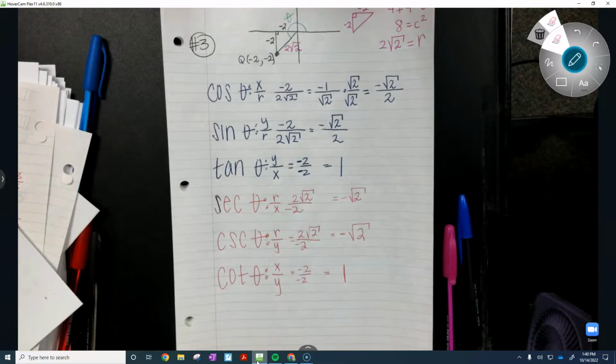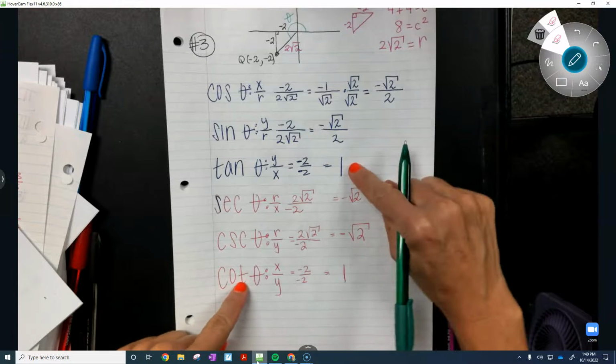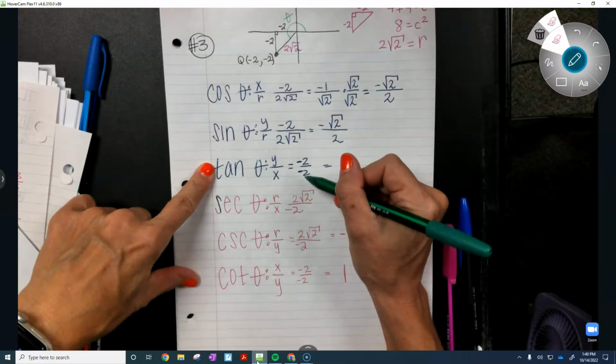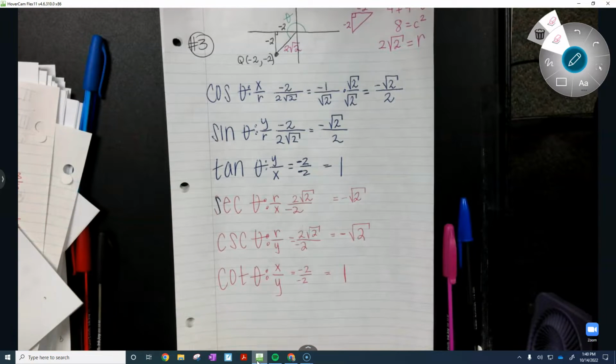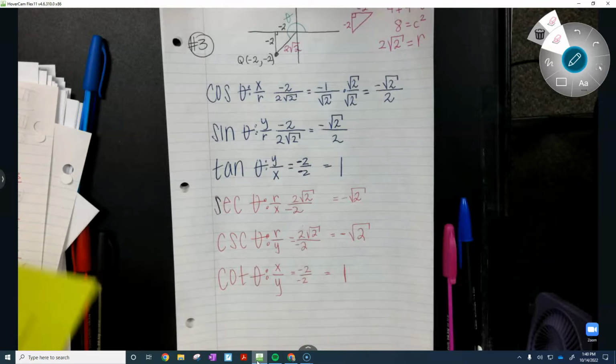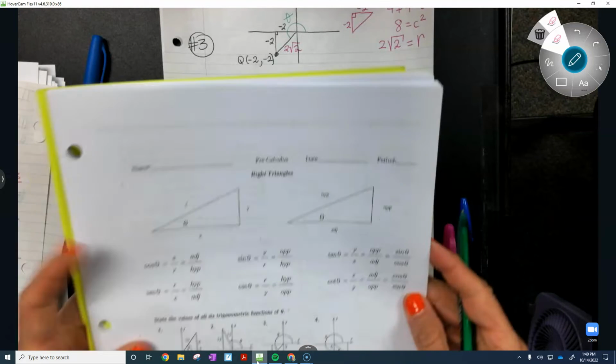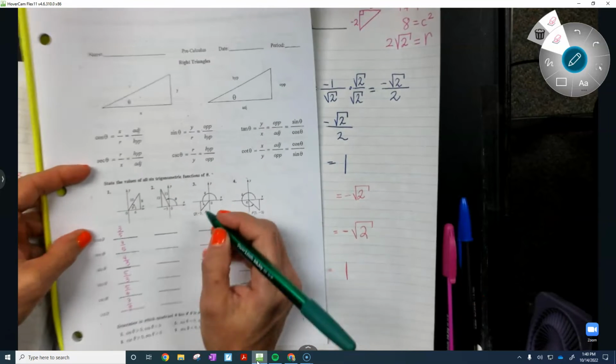Isn't tan supposed to be -1? Which one? Tangent? Yeah. Well, it was -2 divided by -2. Negative divided by negative is positive. I couldn't see the negative. It looks like it combined with. I know, I'm sorry. Those are negatives. Okay, let's write this down.